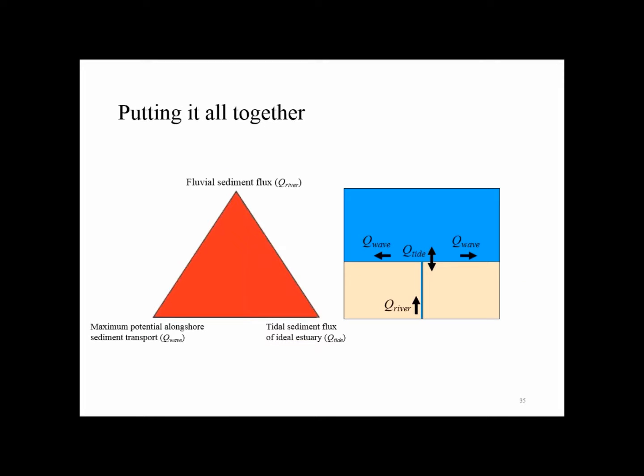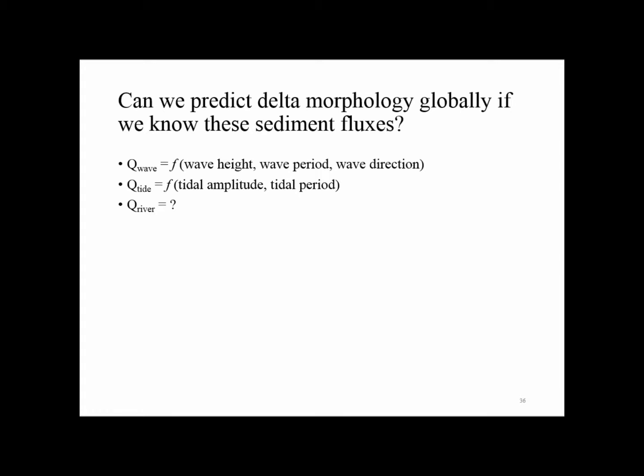So putting it all together, we have simply created a mass balance around a simple river mouth that allows us to predict delta morphology. And that is fluvial sediment flux by the river, how much of that the tides move back and forth in and out of the river mouth, or in case of strong waves, how much the waves move away from this river mouth. So now we have a general theory of what a delta should look like.